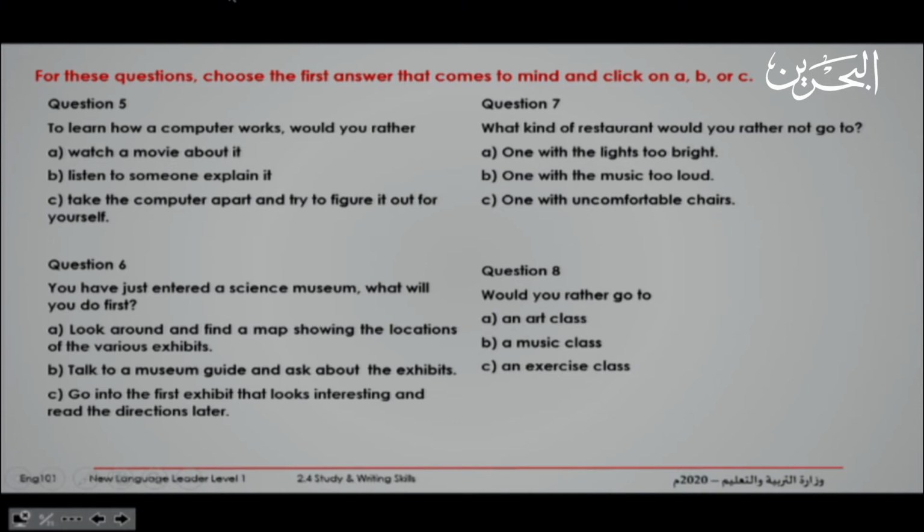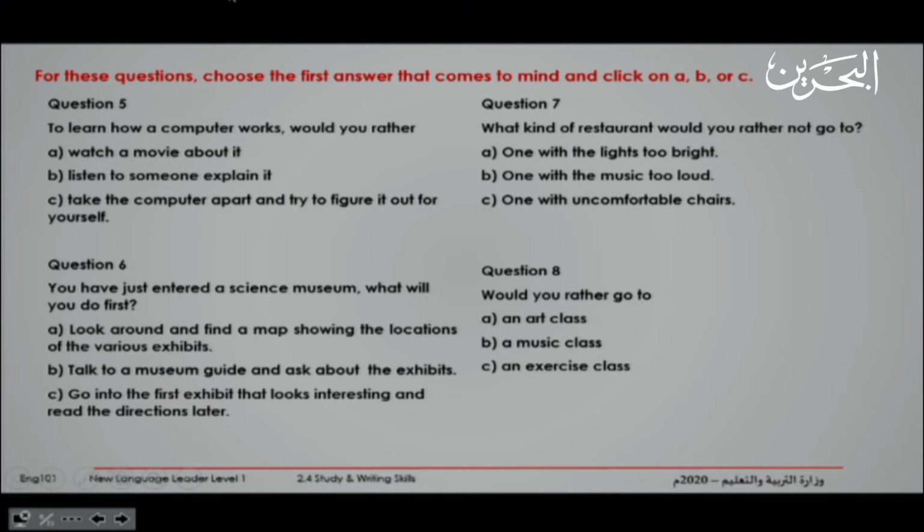A. Look around and find a map showing the locations of the various exhibits. B. Talk to a museum guide and ask about the exhibits. C. Go into the first exhibit that looks interesting and read the directions later.